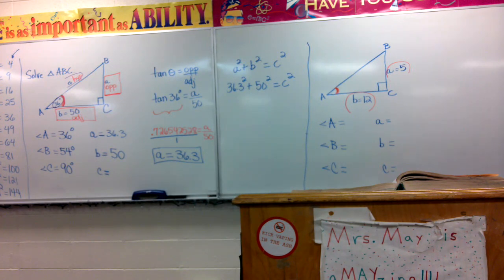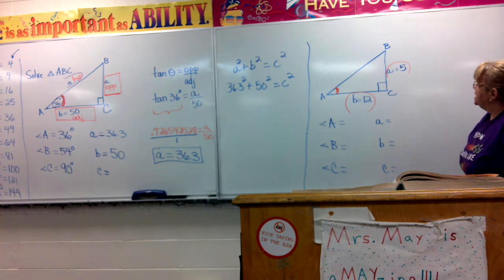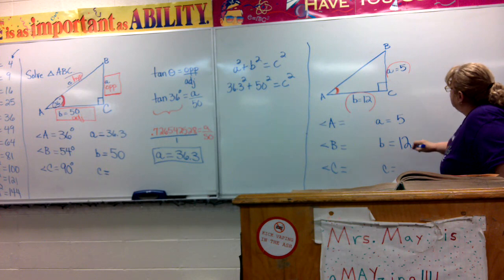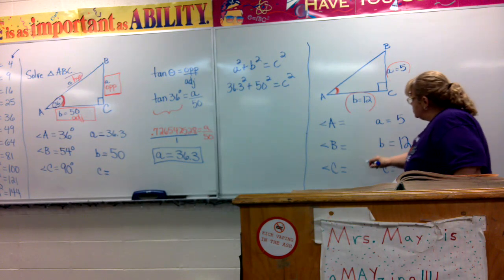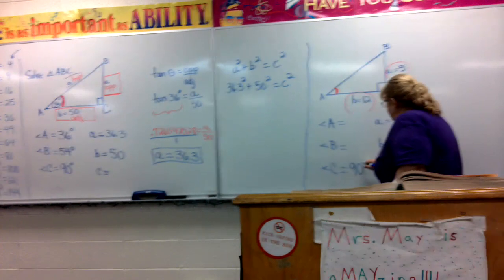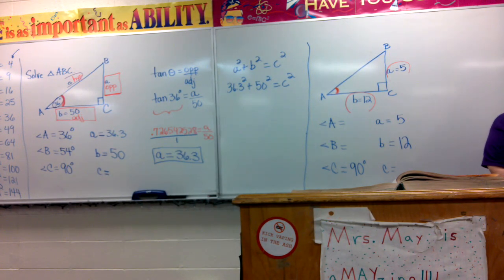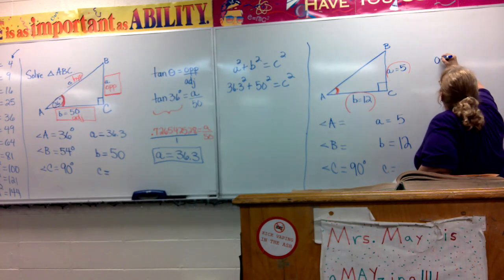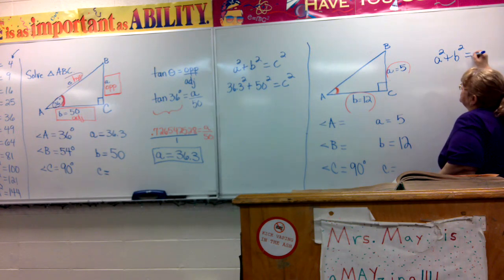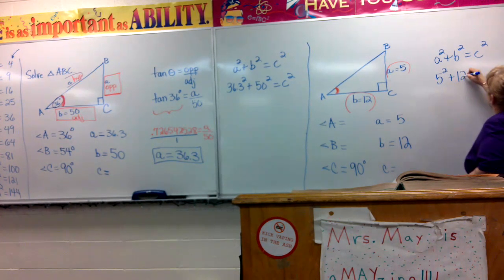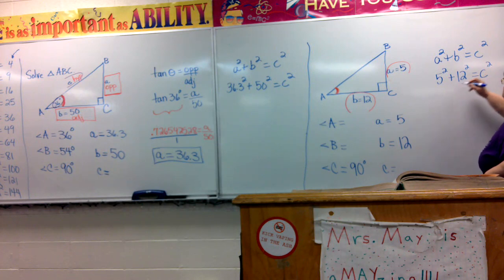So how about this one now? The difference with this one, I know two sides. I know side A is 5, side B is 12. I also know angle C is 90. Anybody with suggestions? The easiest thing would be to find the third side, I think, right? Right off the bat. So A squared plus B squared equals C squared. A is 5, B is 12, and I need to find C. What is that?